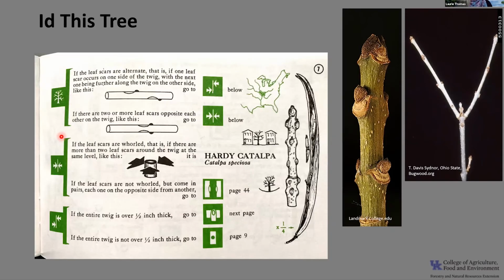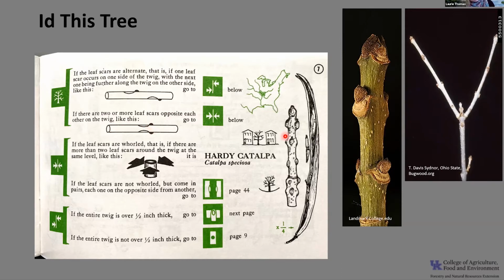It's the top bracket. And now it's going to ask us about the arrangement of those leaf scars and buds. Remember I said that's going to be one of those first questions. It's the same when we're identifying by leaves as it is when we're identifying by buds. So it's asking us if the leaf scars are alternate, and look, it even explains to you what it means by alternate and gives you a diagram in case you forget. Or if there are two or more leaf scars opposite each other on the twig, it gives you a good picture diagram to show you what it means.